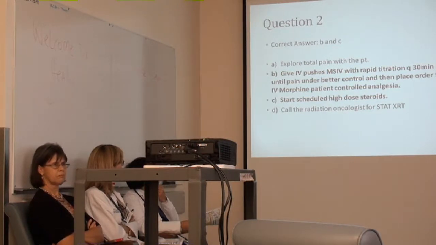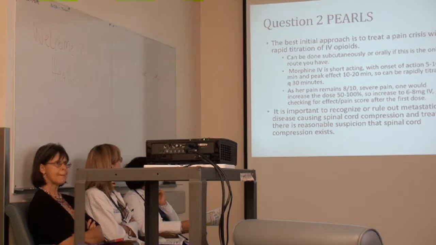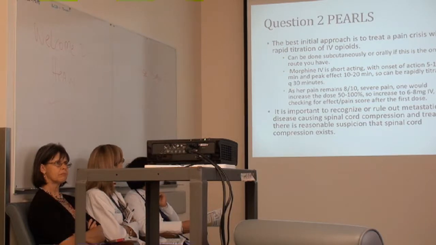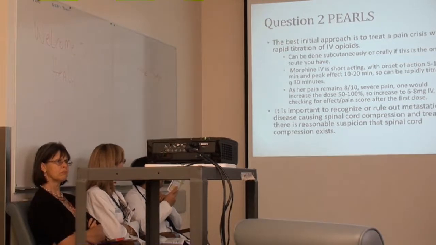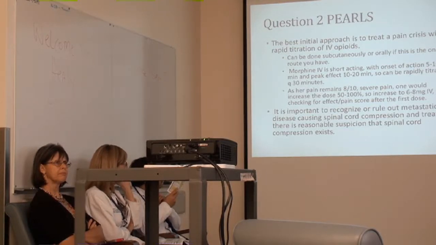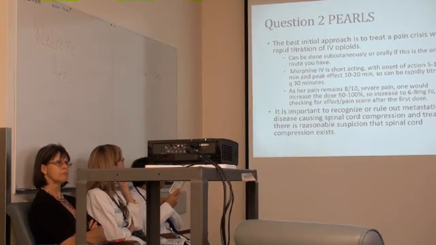Okay. So the pearls from this question are that the best initial approach is to treat a pain crisis with rapid titration of IV opioids. It can be done subcutaneously or orally if that's the only route you have. Morphine IV is short acting, and you can see this is straight from your pain card. Its onset of action is 5 to 10 minutes. Its peak effect is 10 to 20 minutes, so it can be rapidly titrated every 30 minutes.